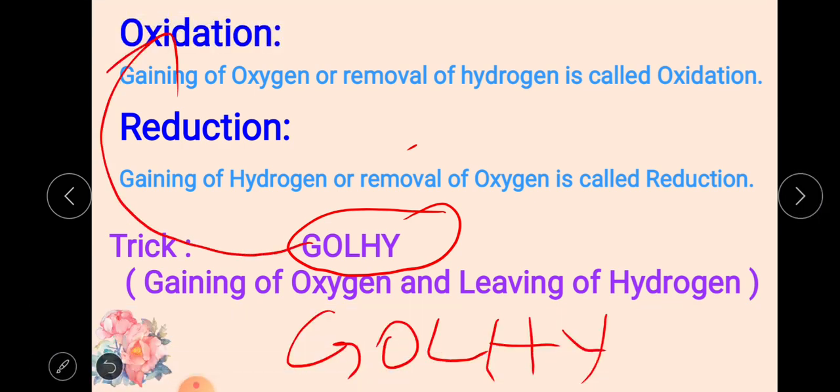The opposite of that is reduction, so we can remember it easily. If you remember by the trick, the opposite you can remember. If GOLH means gaining of oxygen and leaving hydrogen is oxidation, then the opposite means gaining hydrogen and leaving oxygen. That is reduction. Gaining hydrogen or removal of oxygen we call reduction. So we need not know any formula for reduction. The opposite of oxidation is reduction only. So gaining of oxygen, leaving hydrogen.